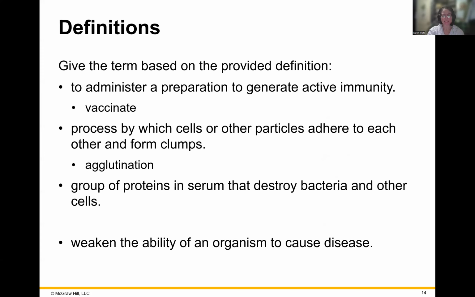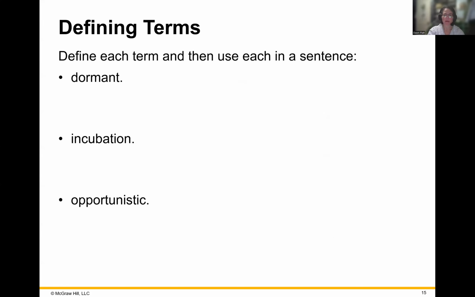A group of proteins in serum that destroy bacteria and other cells. Complement. And then weaken the ability of an organism to cause a disease, and that's attenuate. You might have heard attenuated vaccines, and that's exactly what it is. They take a very, very tiny amount of the virus. Most of the time, they're dead, so they can't give you the infection. But there are some live vaccines out there, but we're talking minuscule, microscopic amounts.